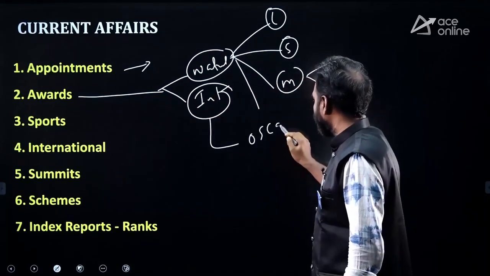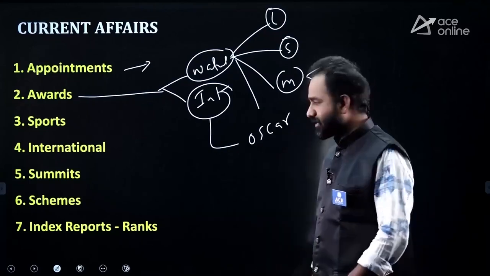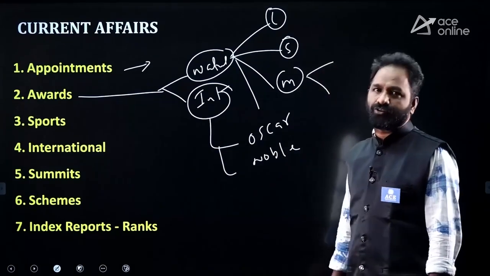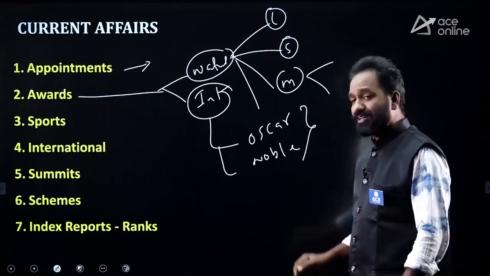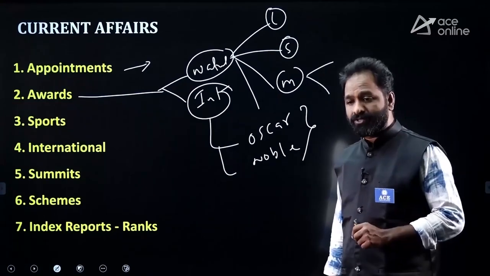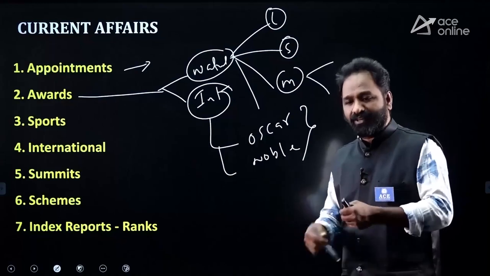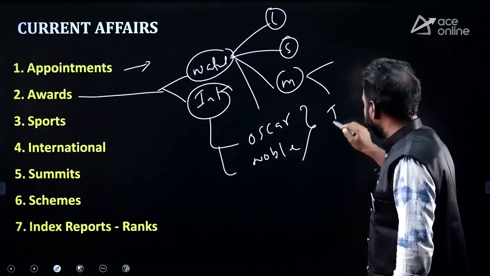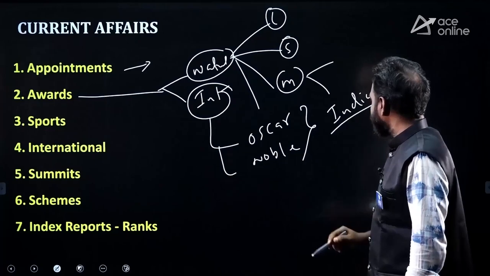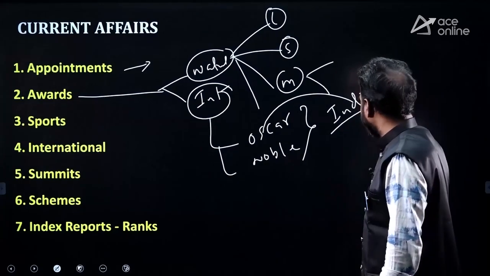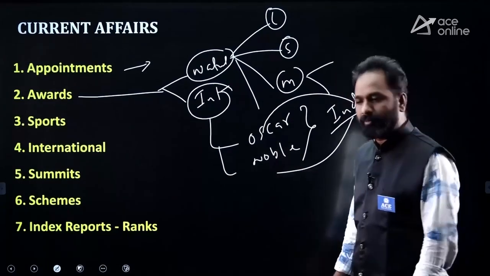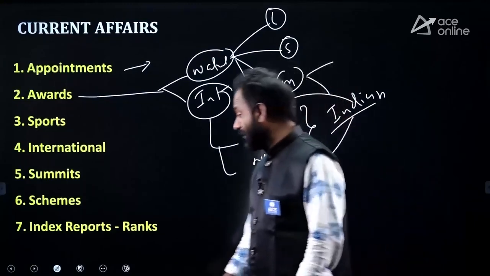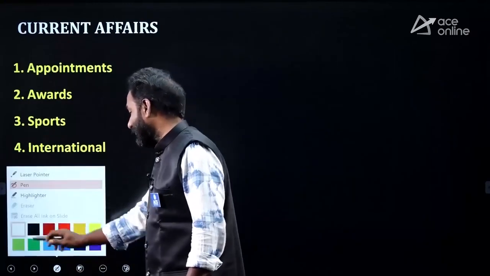International awards also are there. For example, repeated questions on Nobel and Oscar awards. Definitely they are going to ask questions on the Oscar awards and Nobel Prize. Who got the Nobel Prize? In which category? For which discovery or invention? You have to remember. Also the history of Indians in the Oscar awards and the Nobel Prize. Abel Prize, Man Booker Prize, World Food Prize, Water Prize, like that many prizes are there.